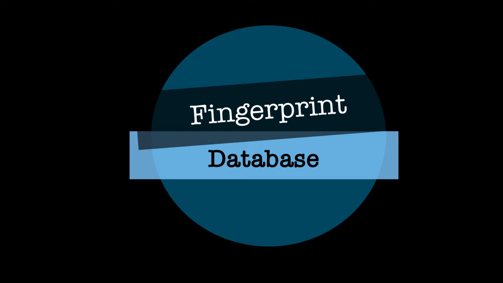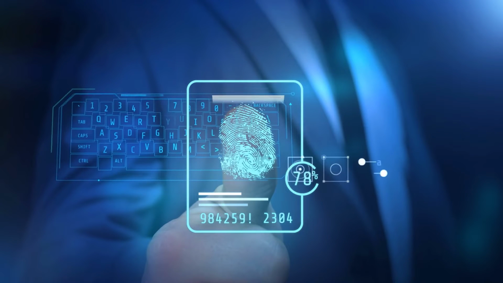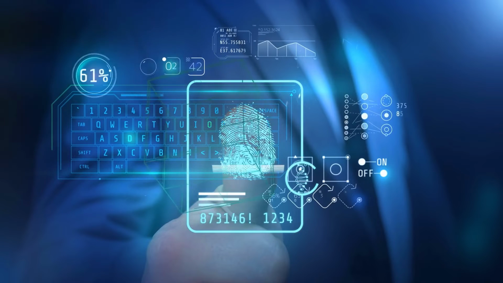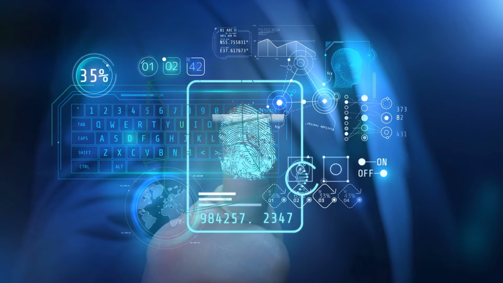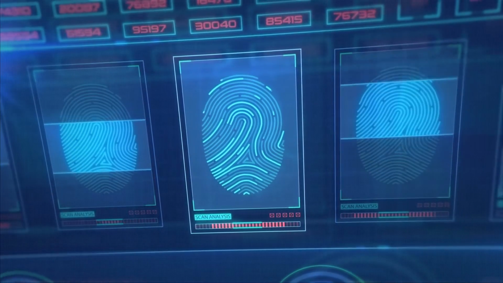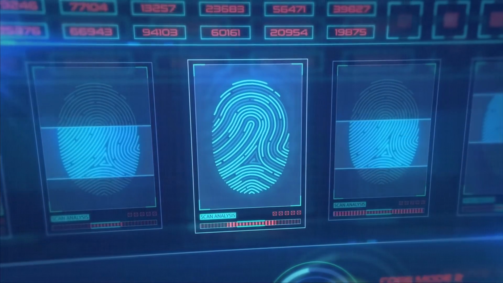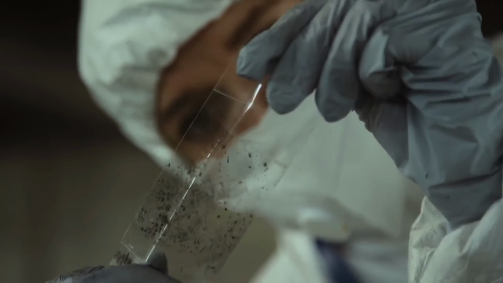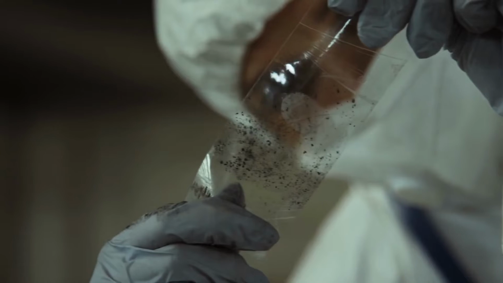Fingerprint database. Law enforcement agencies maintain databases of fingerprints, such as the Automated Fingerprint Identification System, AFIS. These databases store fingerprints from individuals, including those who have been arrested or convicted of crimes. When a fingerprint is collected at a crime scene, it can be compared to the fingerprints in the database to identify potential suspects.